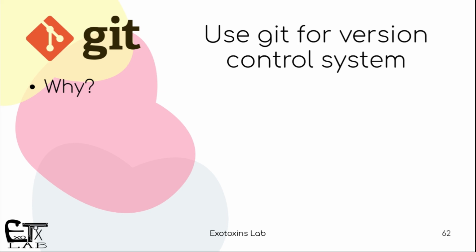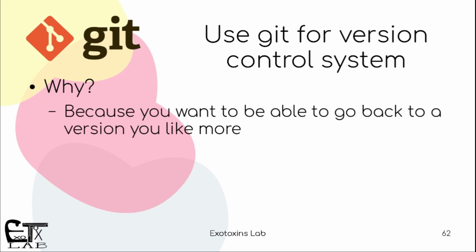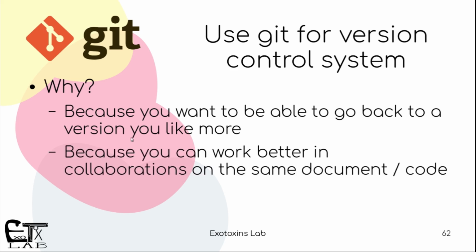Basically, it is because we want to be able to go back to other versions that are better fitted for what we do. Sometimes it can happen that we write a code and something goes awry, so we just want to go back to that version. Also, we can work better in collaborations by working in the same document or different aspects of the document. Then it's better to use a Git system for it.